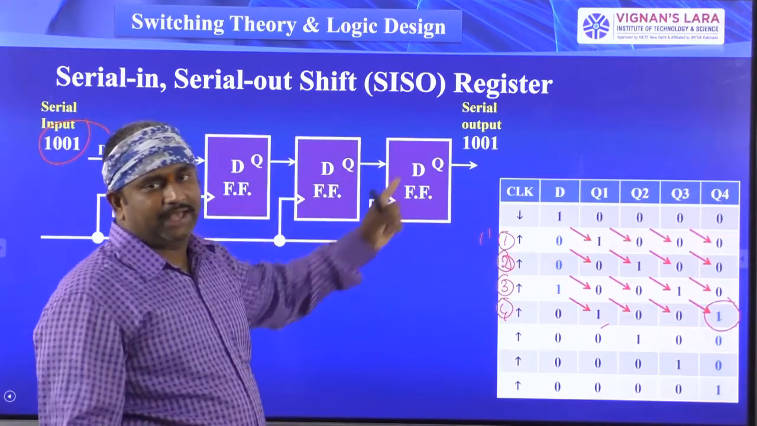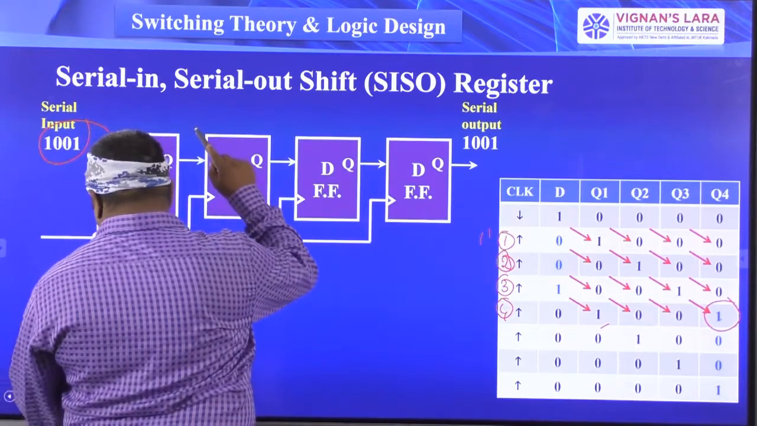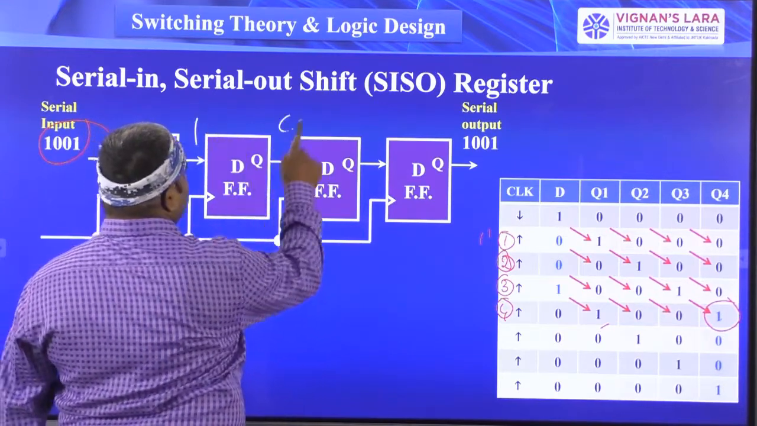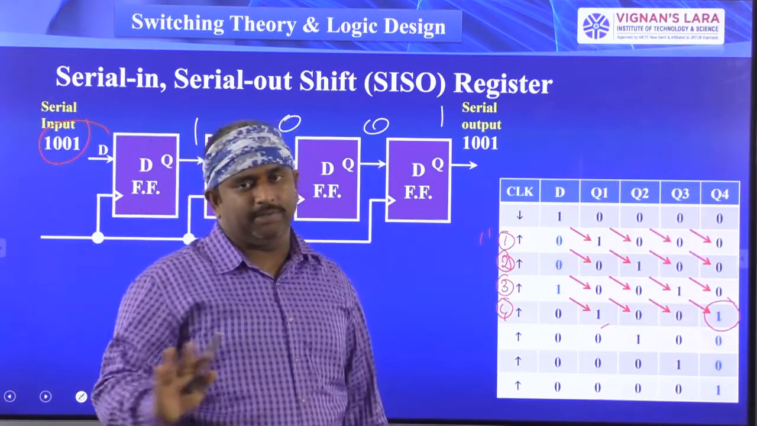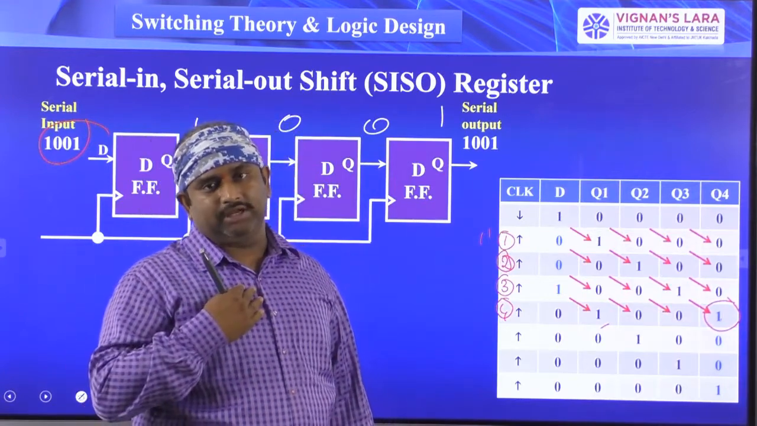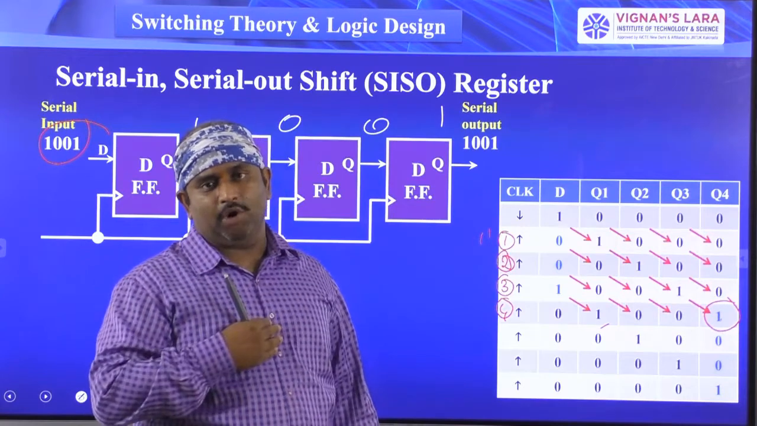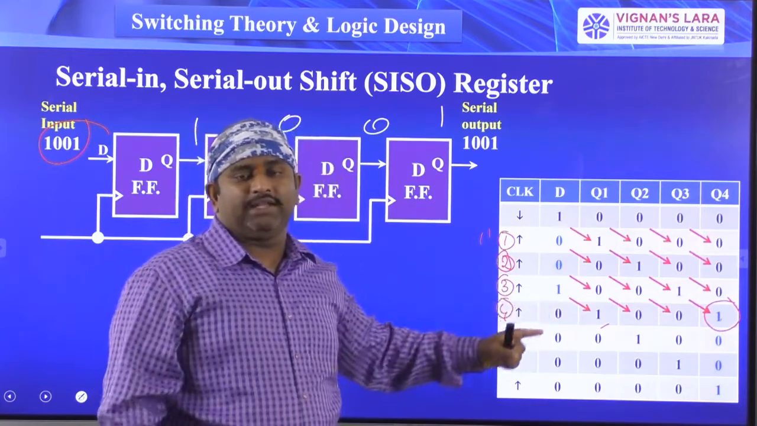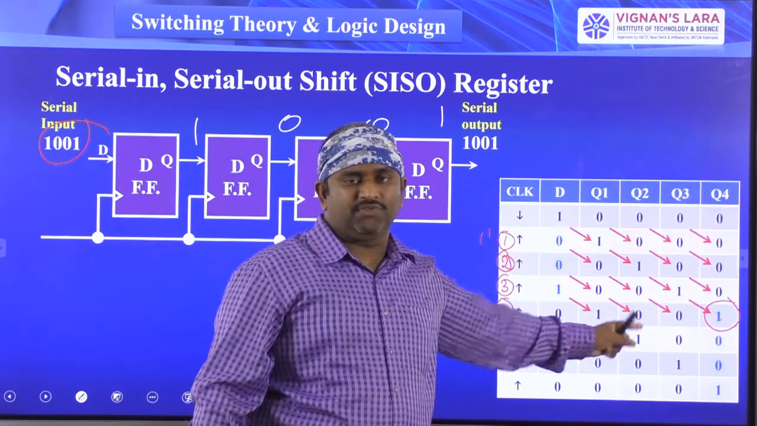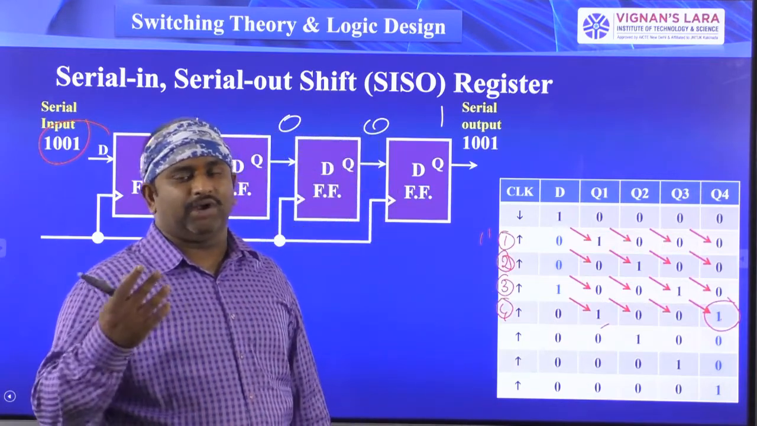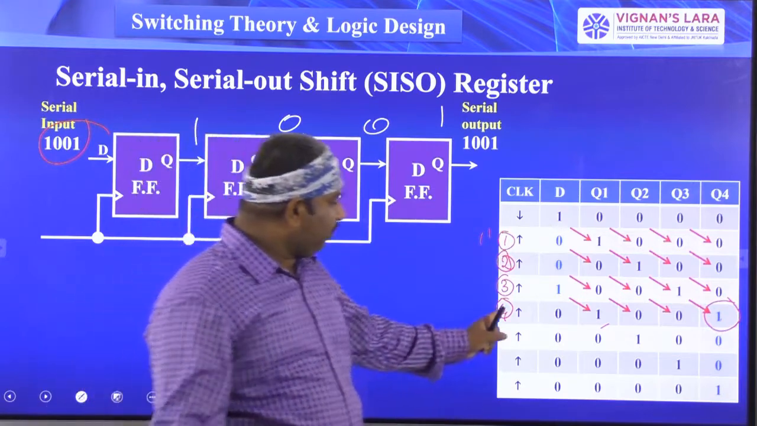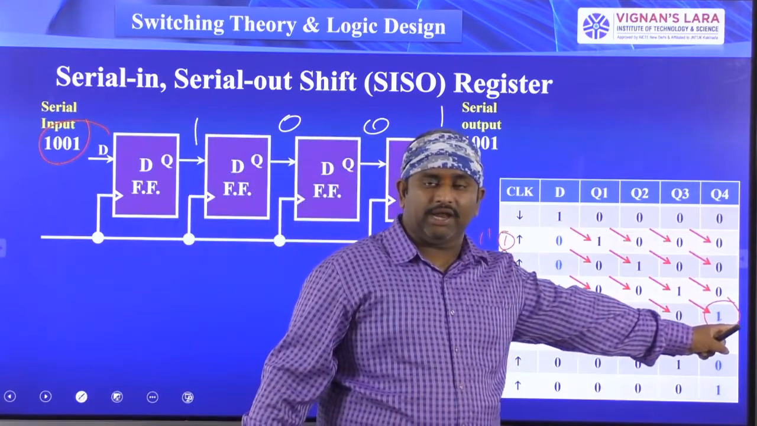If I want the remaining data, now at the time of the fourth clock pulse, all the flip-flops have the data like 1001. Here 1 is there, 0 is there, 0 is there, 1 is there. So now the 4 flip-flop outputs are 1001. But my target is to collect the same output at the final output place, that is at the place of Q4. So at the same time I cannot collect 1001. So at the fourth clock pulse I have collected the data 1.